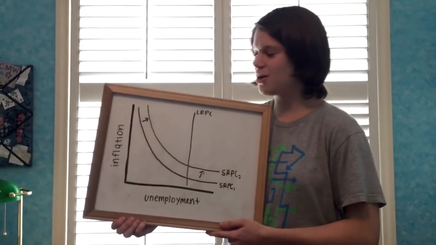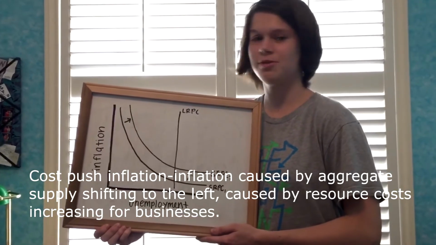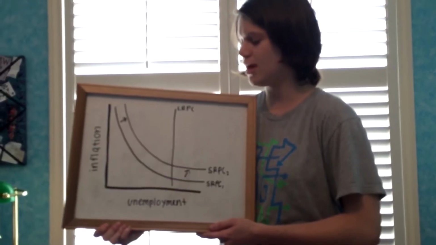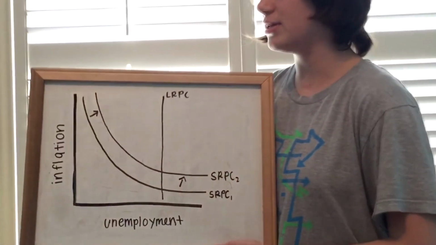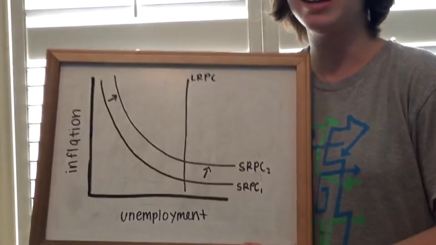When inflation is caused by cost push inflation, which is when aggregate supply shifts to the left, you adjust your short-run Phillips curve by shifting it out to the right because both inflation and unemployment have increased.